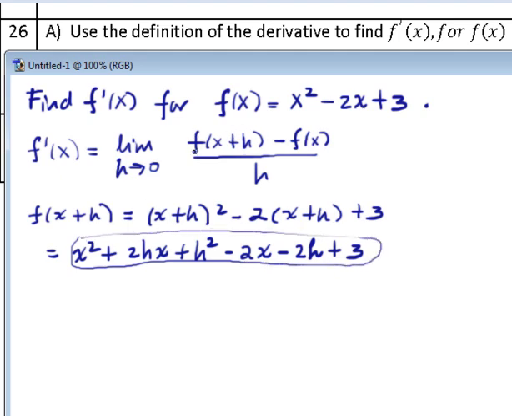And we're going to substitute it right here. All right, so now we have f prime of x is equal to the limit as h goes to 0.